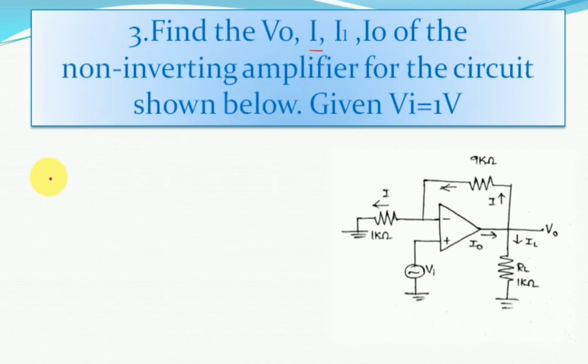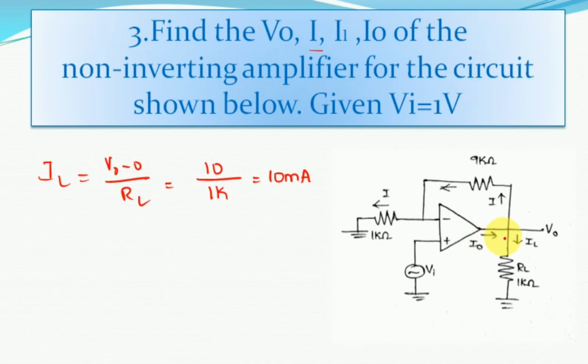Now we have to find the value of load current IL. Since this load current is nothing but the current flowing through the resistor RL, and we have already obtained the value of V0, finally I can write IL as V0 minus 0 by RL. So V0 is 10 and RL is 1K. So IL is 10 milliamperes. Next we have to find out the value of I0.